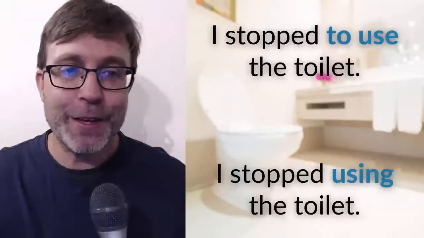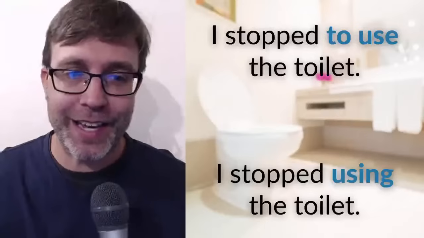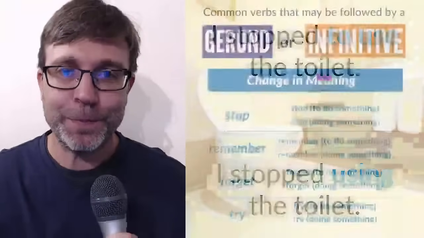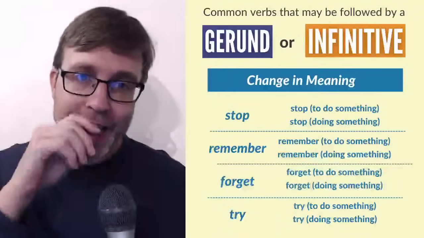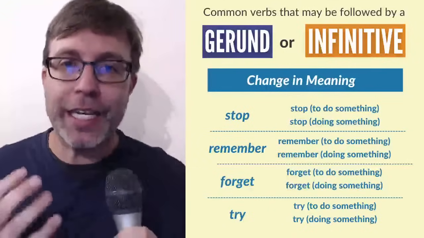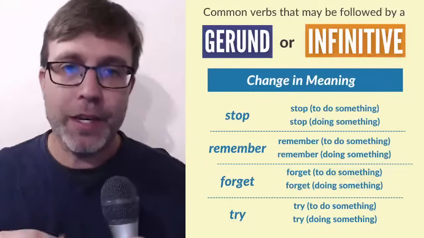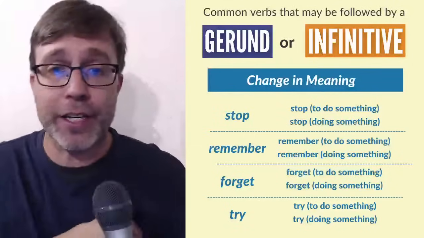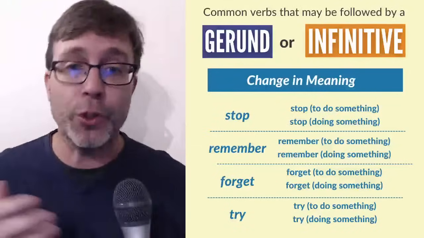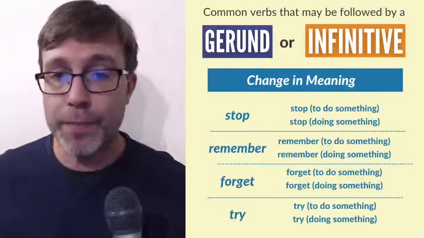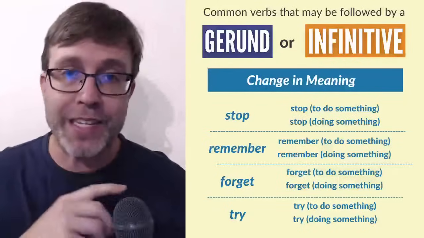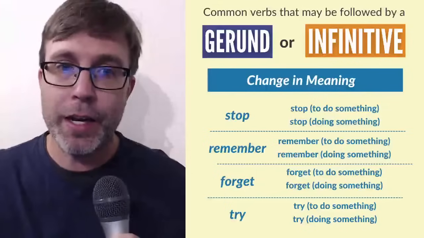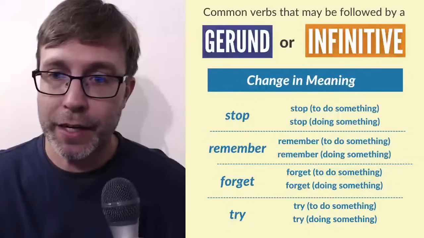Okay, so the final four verbs that we're going to look at are right here. And with these verbs, there actually is a change in meaning. So I've just given you the infinitive and the gerund over there. Like, you stop to do something, you stop doing something, you remember to do something, or you remember doing something. With all of these, there is going to be a change in the meaning.